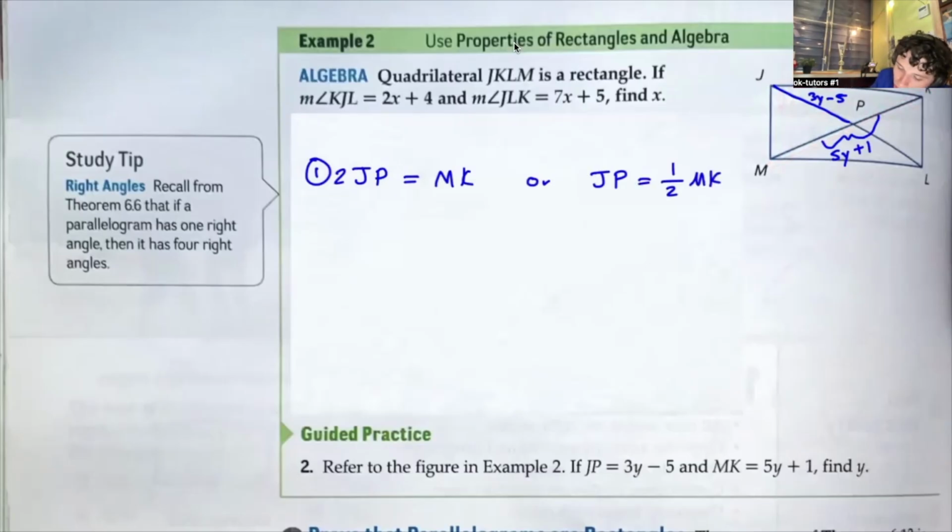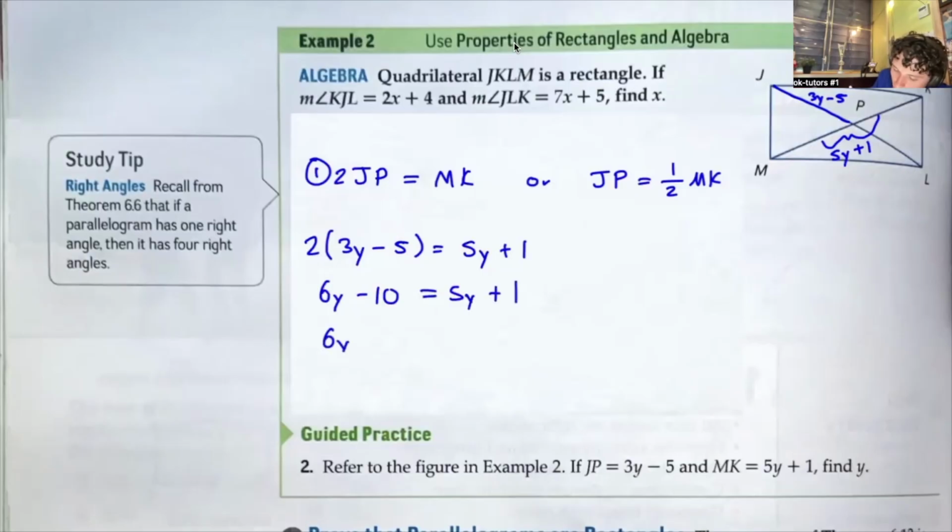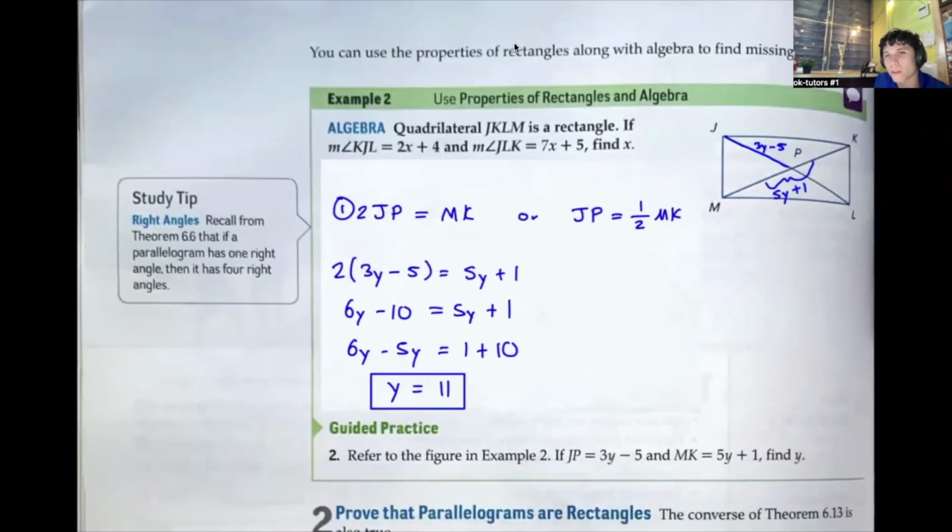So I'm going to do the first way. 2 times 3y minus 5 equals 5y plus 1. I multiply the values. 6y minus 10 equals 5y plus 1. I move the y's. Y equals 11. Y equals 11. And that's how you do the second example.